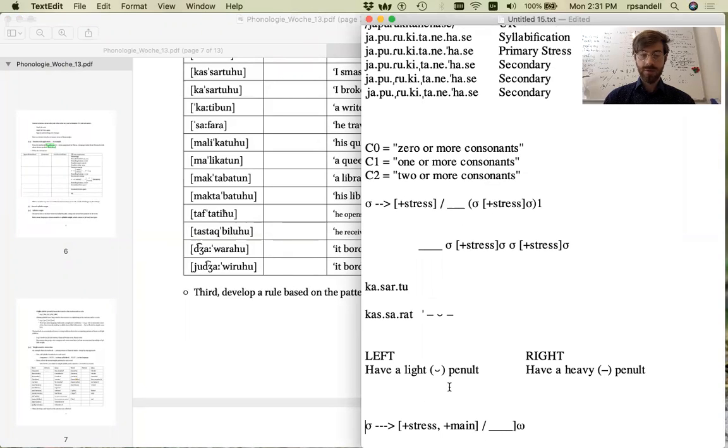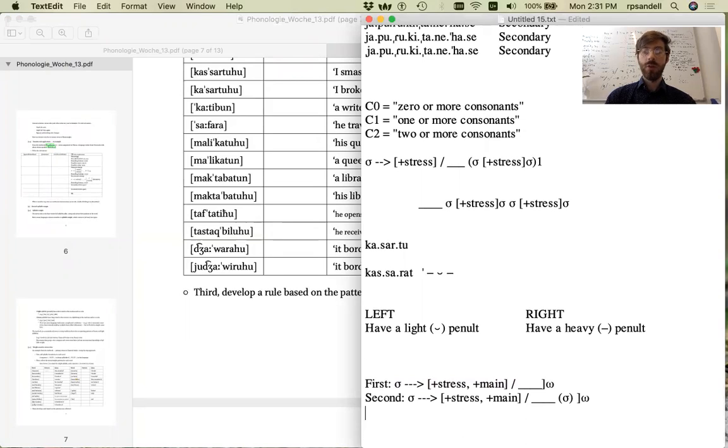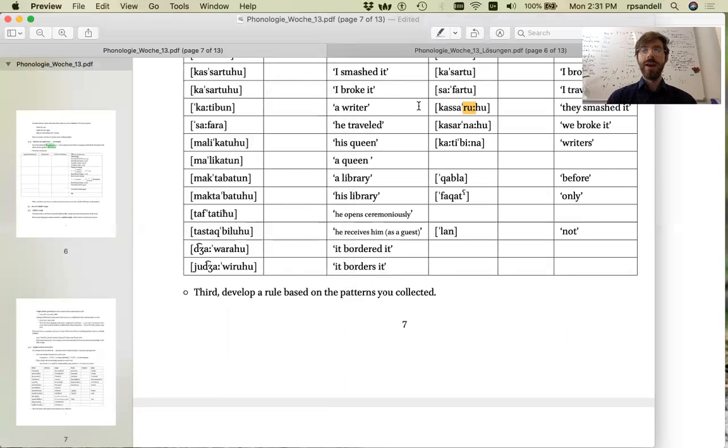So first, we'll call this our first rule. Then our second rule would simply look like the rule that we've written for Polish. It assigns primary stress to the second to last syllable or else to the final syllable. And it doesn't seem to matter what the syllable weight of the final syllable is.